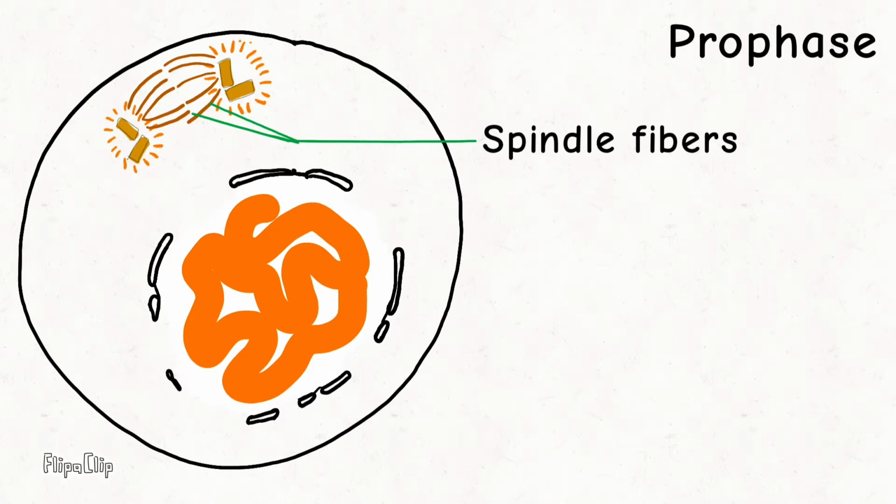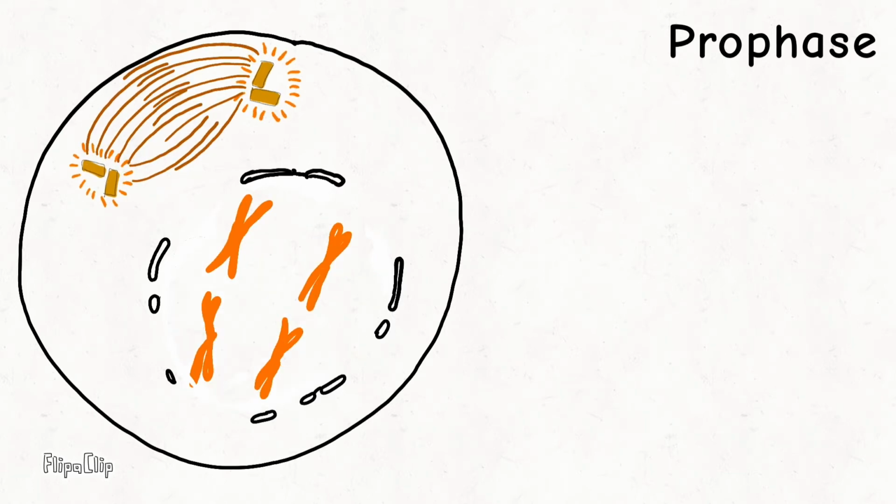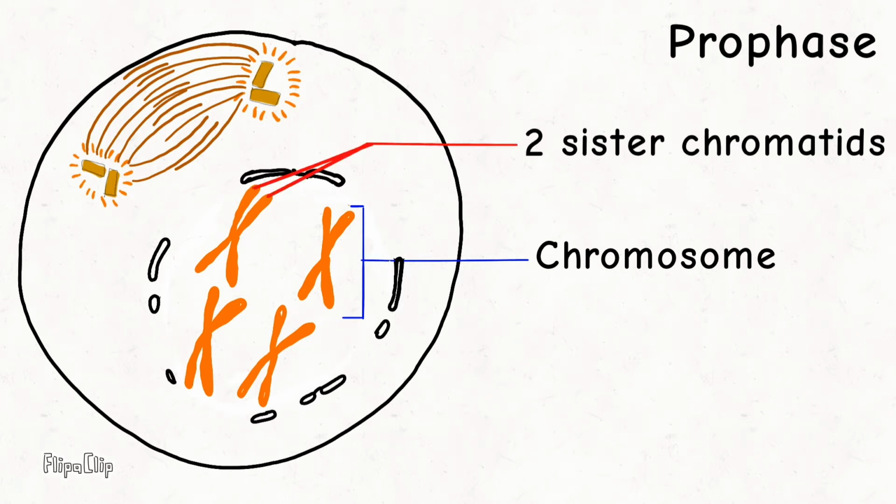Next, spindle fibers start to form from the asters of the centrosome. Finally, at the end of prophase, chromosomes are now fully visible, where we can see each chromosome will have two sister chromatids attached at their centromere.